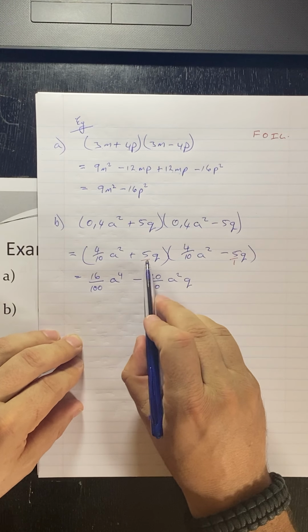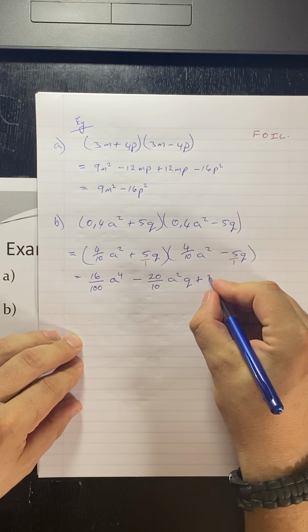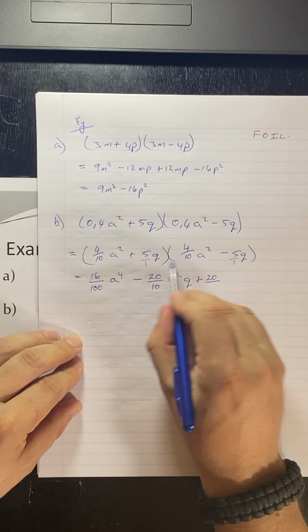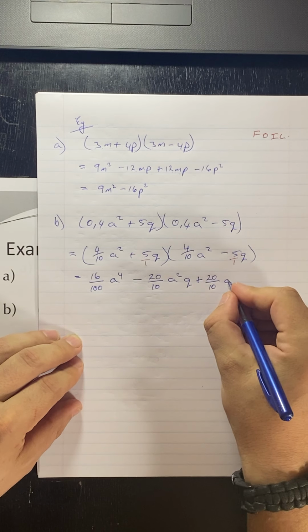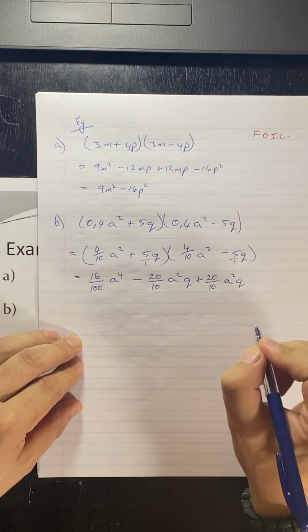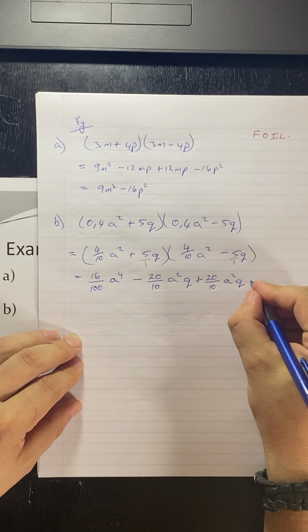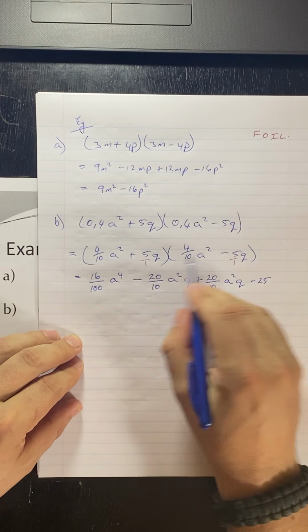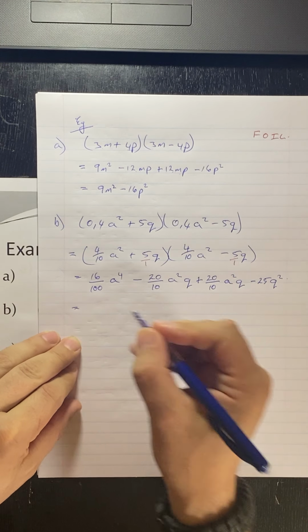Now we're going to do the inners, so it's going to give us a positive 5 times 4 is 20, over 1 times 10 is 10, and we've got q a squared. If I put that alphabetically, a squared q. All right, then we do the lasts. 5 times minus 5 is minus 25, and then q times q is q squared. Get like terms together.